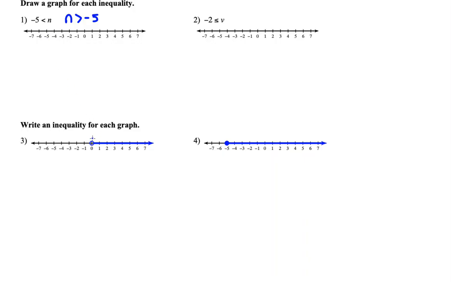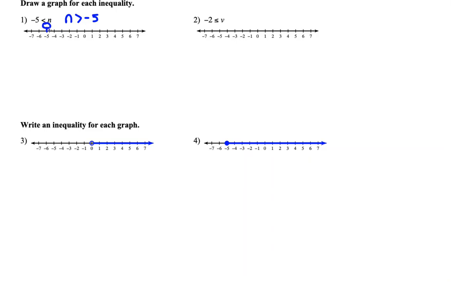Down here you can see they do the open circles right on the line. That's fine. I tend to draw a little line up so you can see it, but either way is fine. But the key thing is that it is open, because it does not say -5 is a solution to this inequality. If n were -5, it doesn't work, because it's supposed to be bigger than -5. And -5 isn't bigger than -5, it's equal to -5.